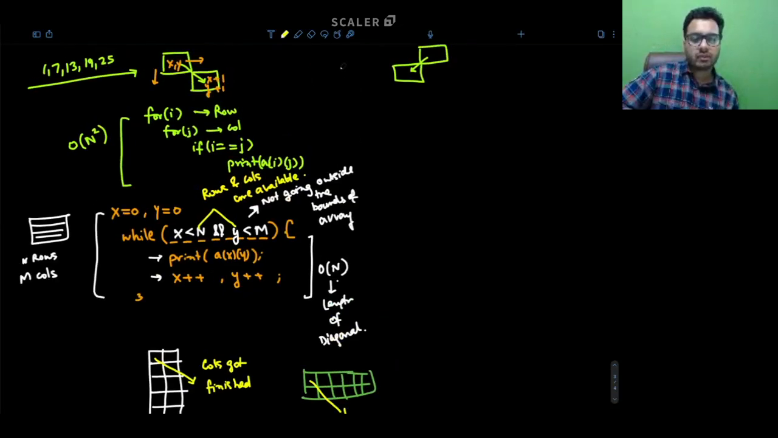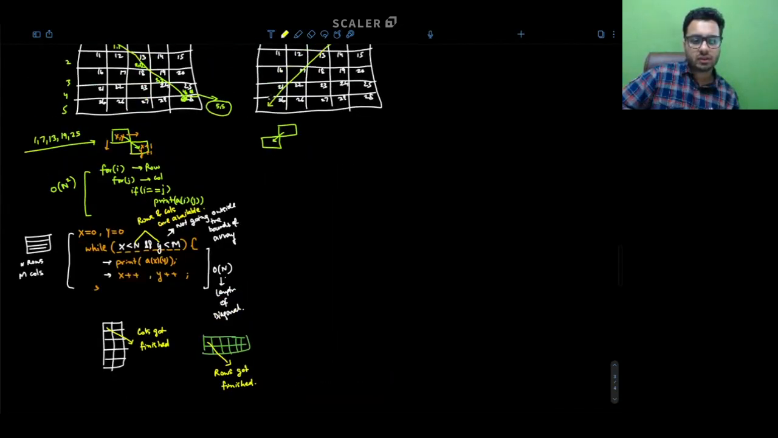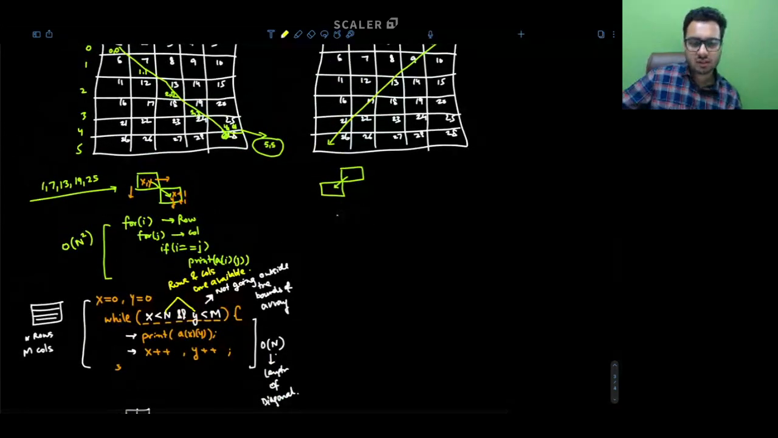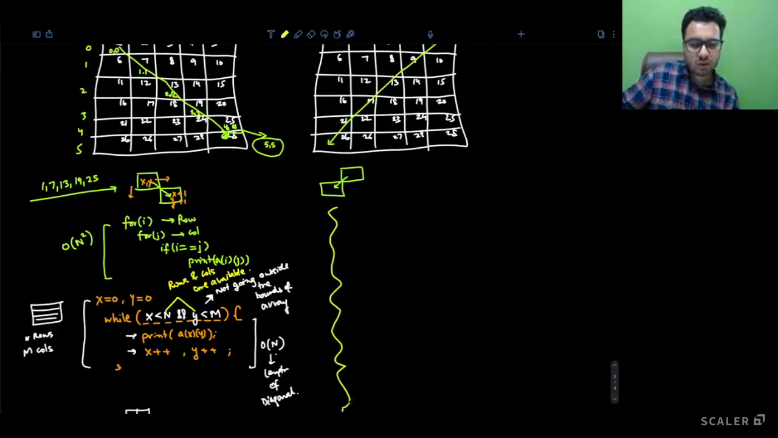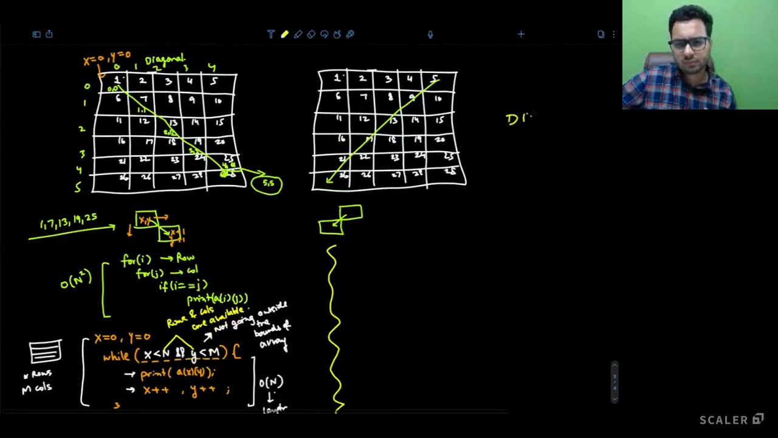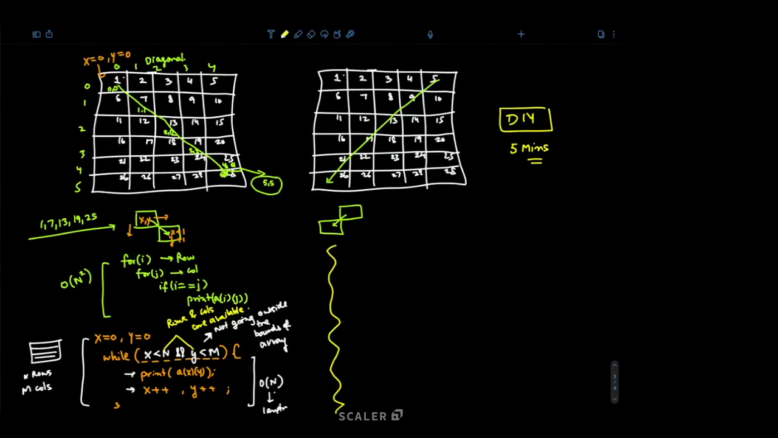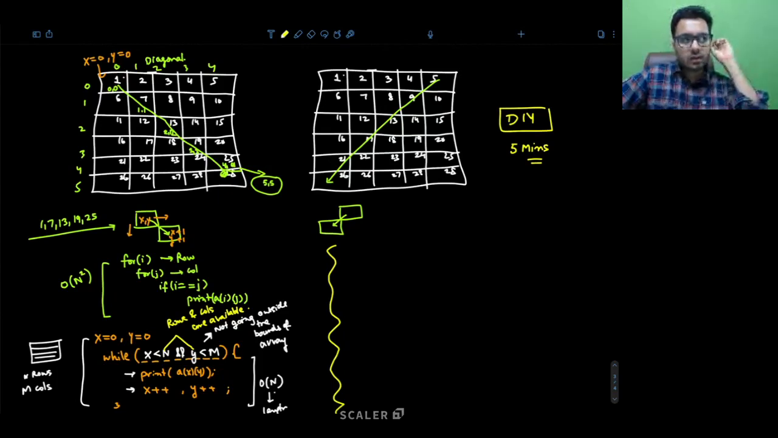Now I'm going to give you 5 minutes. You have to build the code for this diagonal iteration. The second one, you have to do it on your own. So I'm giving you a do-it-yourself exercise, and you have 5 minutes to try it out. And if you're done, then think about how do I print all diagonals.